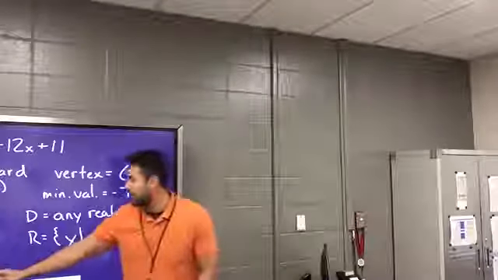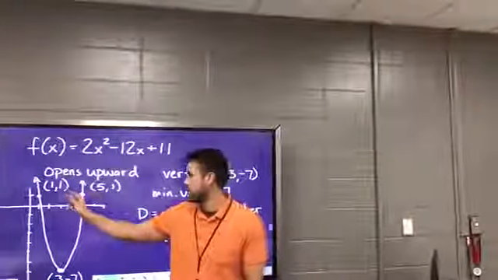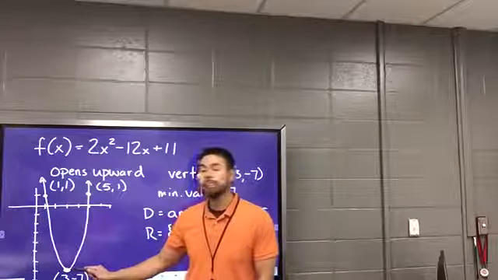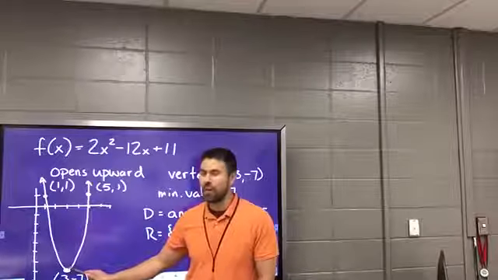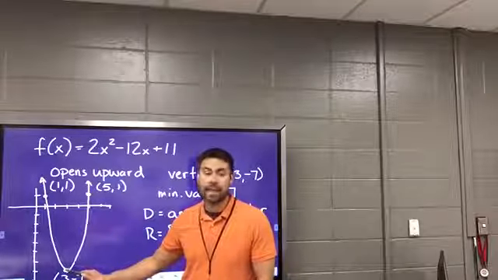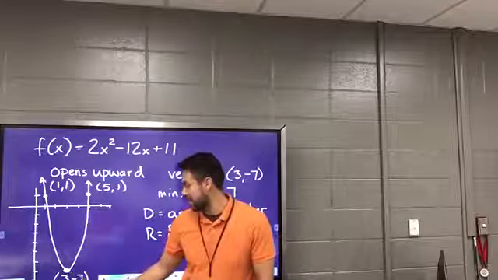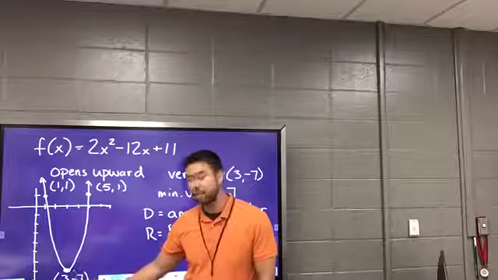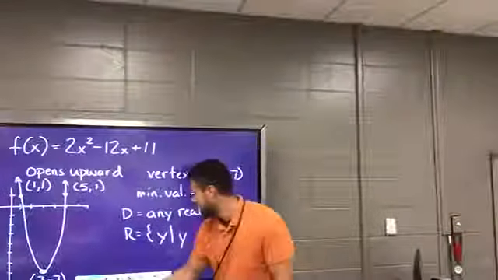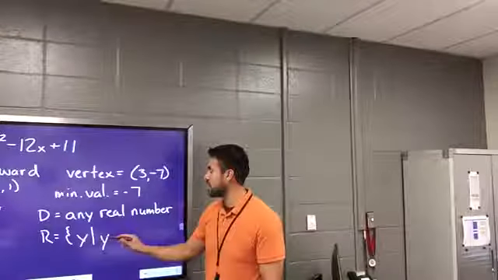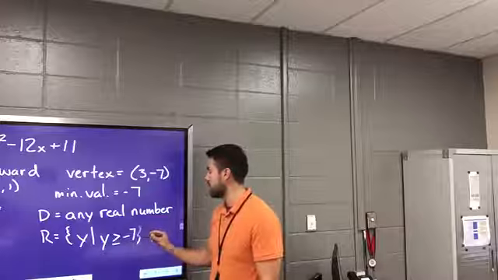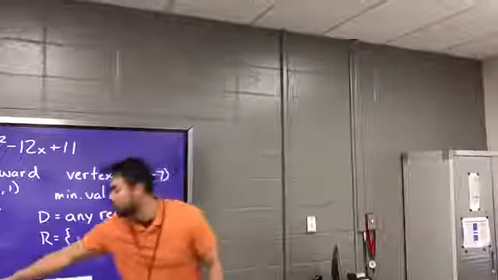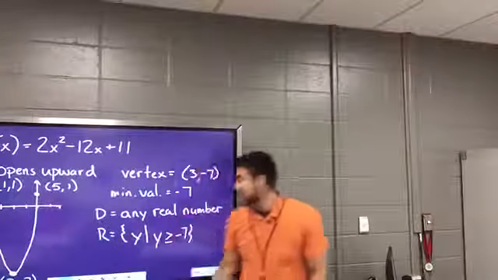So look at the y values, like negative 7, 1, both of those. Y can be a lot of things, but it cannot be anything less than negative 7. So the way I describe it is this. Ready? Y is any number such that y is greater than or equal to negative 7. Where did I get that negative 7? From the vertex.